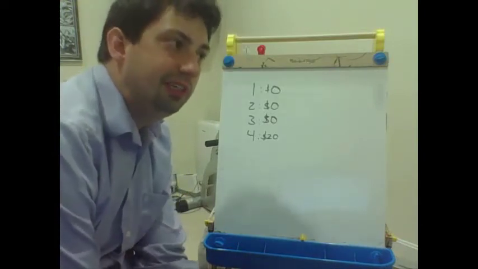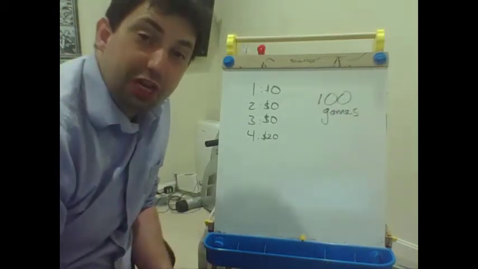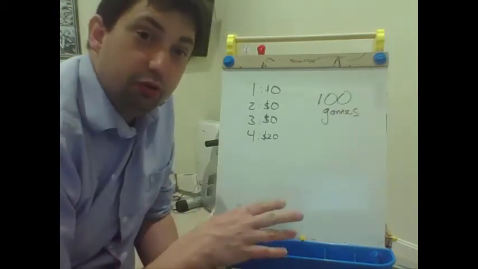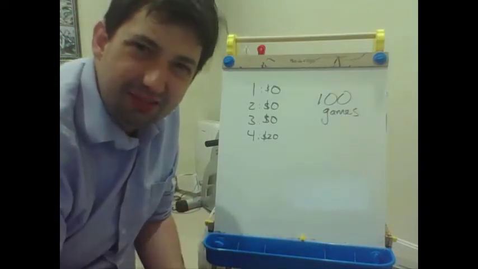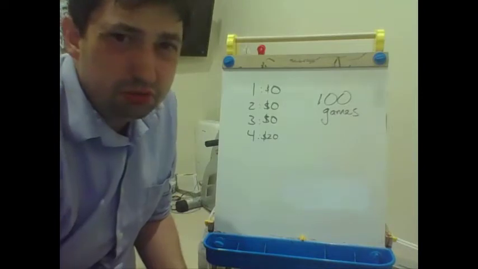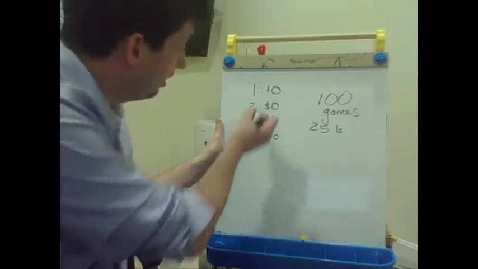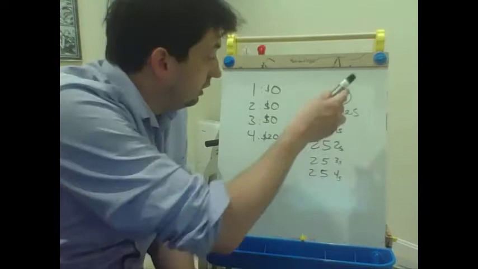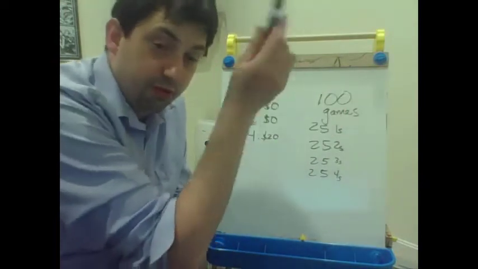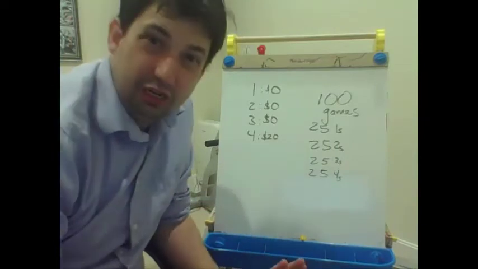Well, again, it's tricky, but what we could do is imagine 100 games. If there were 100 games, how many ones would you expect to have on average? That's right, 25. How many twos? Also 25, right? 1 out of 4 chance of getting any one of these. So we would expect to get 25 ones, 25 twos, 25 threes, 25 fours on average. That's what we would expect.